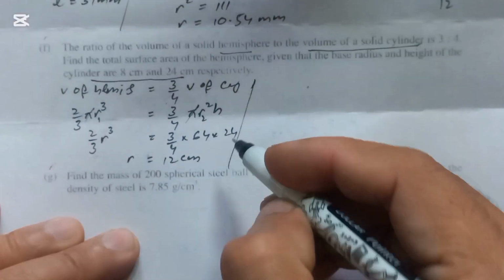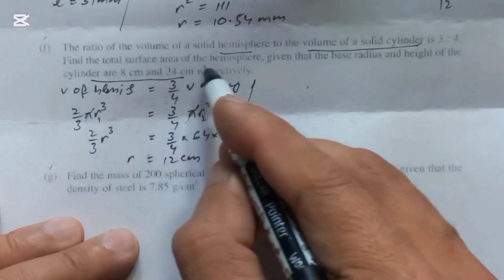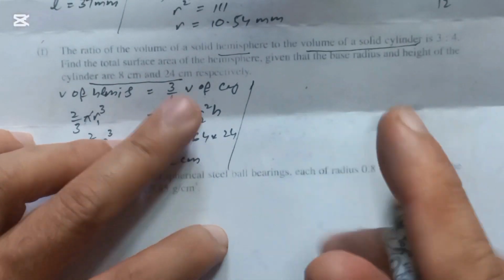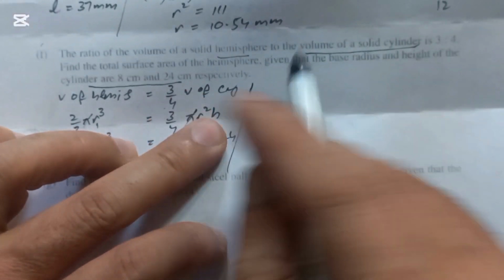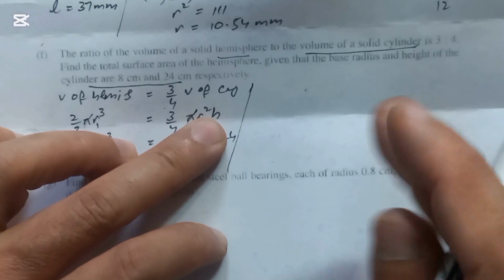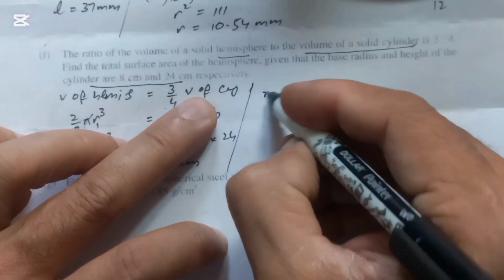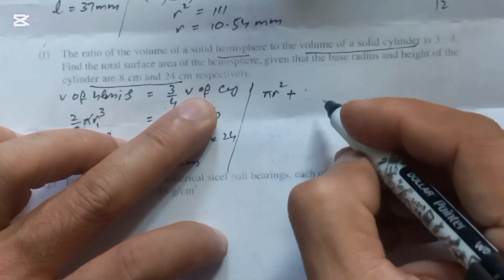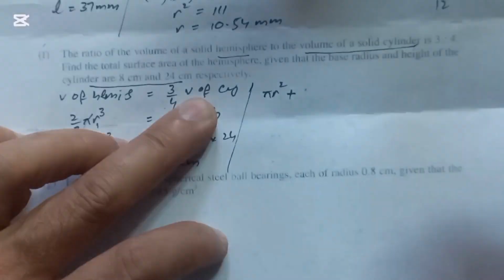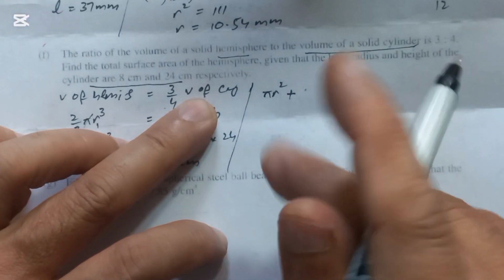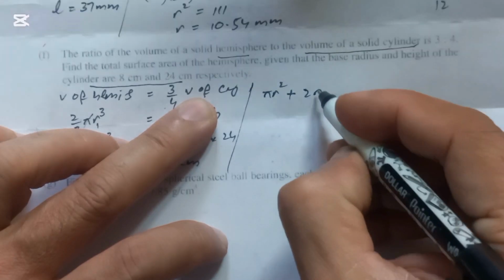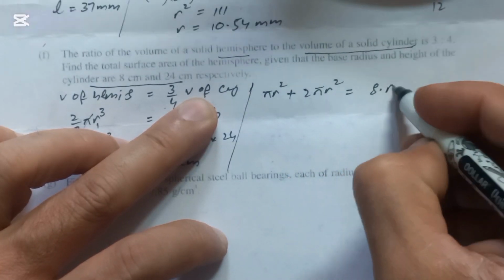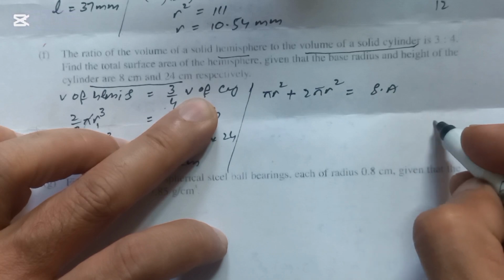Now the requirement is find the total surface area of the hemisphere. So hemisphere's total surface area will be, there is a flat surface which is a circle whose formula will be pi r square, and a curved surface of the hemisphere formula will be 2 pi r square. This will be the formula for the surface area. Figure will be like this.